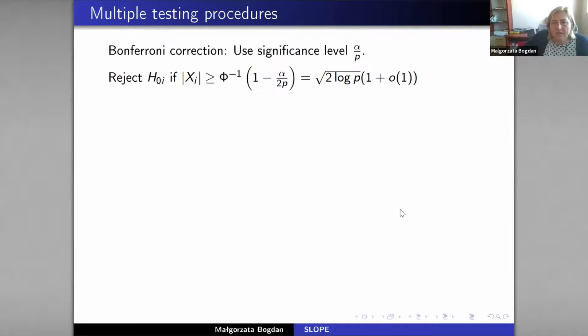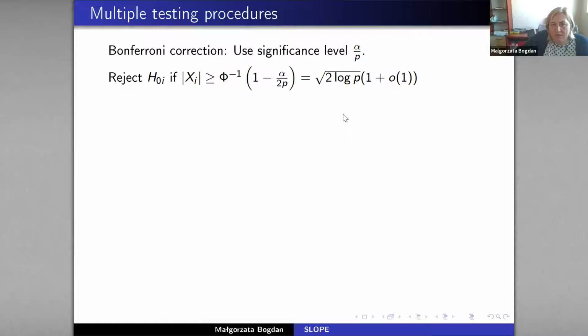Again, the classical procedure to control the number of false discoveries is the Bonferroni correction. In the Bonferroni correction, you perform each test at the level alpha over p. So basically you use the threshold square root of 2 log p for each of them.